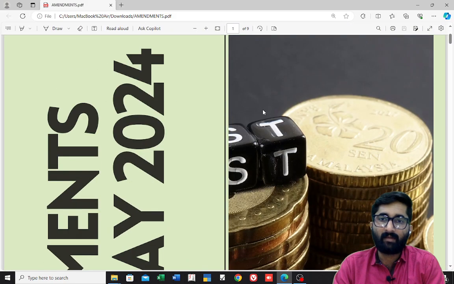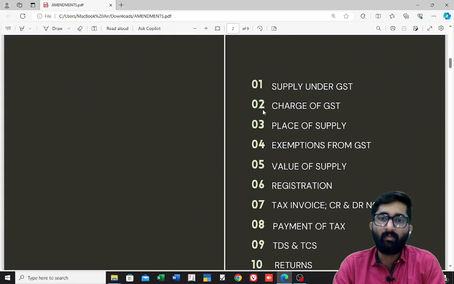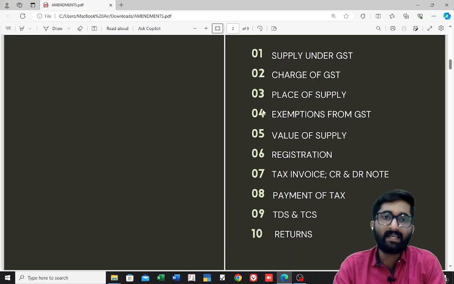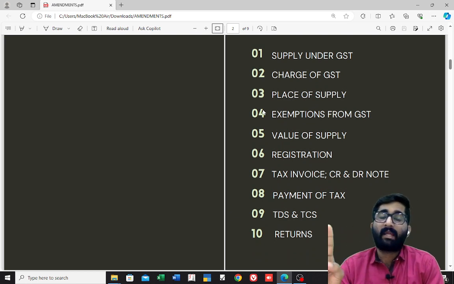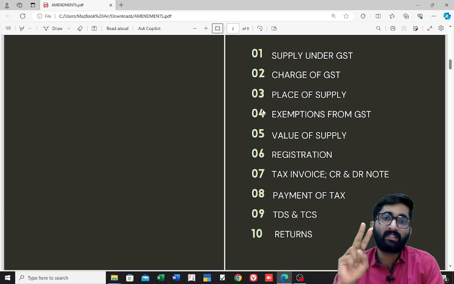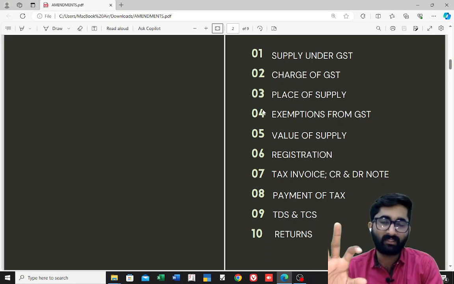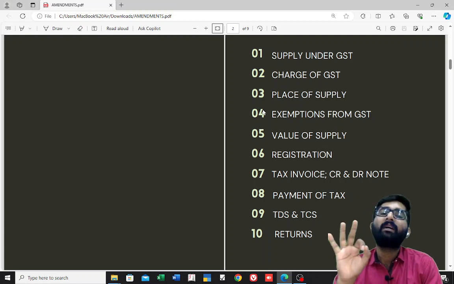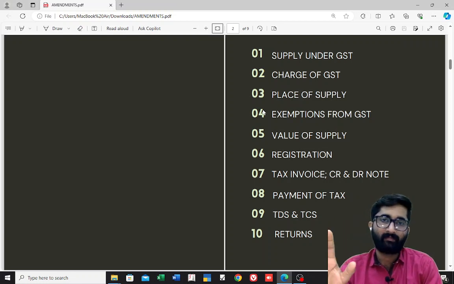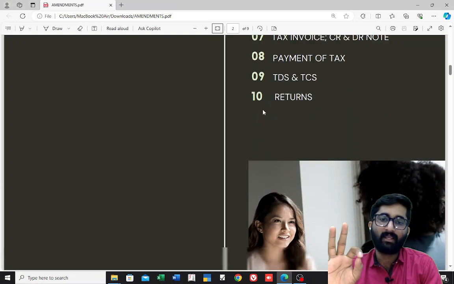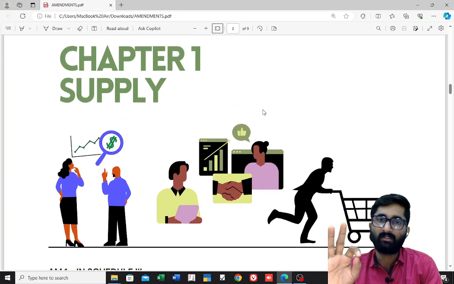In the Sch Park amendment 2024 material, how many chapters are included? Supply: there is an amendment in the chapter Supply. Charge of GST, there are amendments. Place of supply, amendments are there. In exemptions there are amendments, and value of supply, registration, tax invoice, payment of tax, TDS and TCS, returns. In all these chapters there are some amendments and circulars that we are going to discuss. In this video, only supply. Supply under GST, what are the amendments which have happened, that we are going to discuss now.